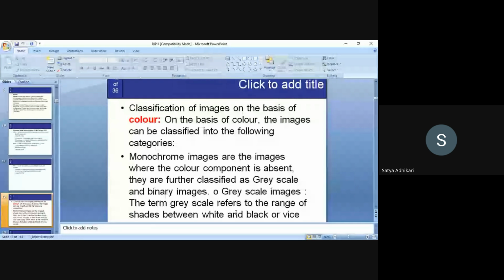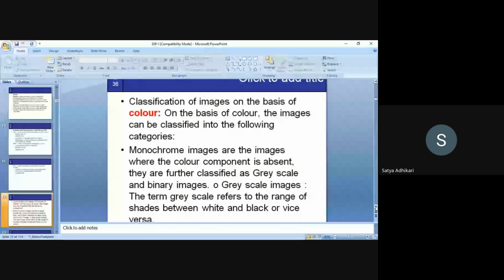The term grayscale refers to the range of shades between white and black. We will discuss more about what gray level values are. A range is given to that image, from 0 to 255. The term grayscale refers to the range of shades, as we discussed, between white and black or vice versa. And this is the monochrome image.